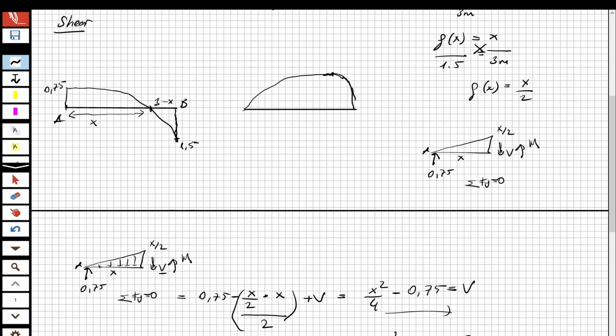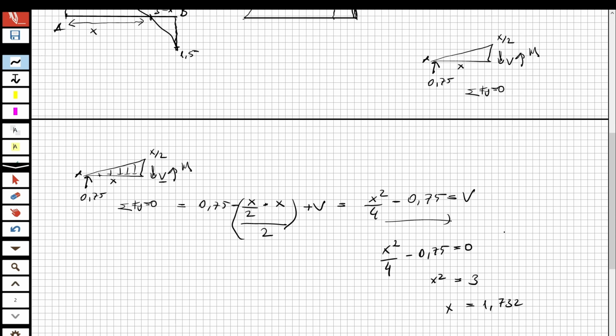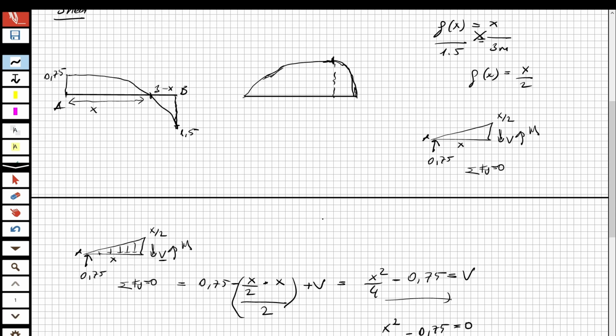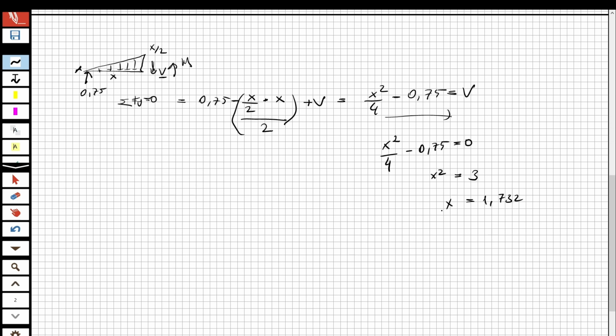Sorry, I couldn't draw well. It's going to decrease, and this is the point where the shear is 0. So now I determine the length of that point, the point of x. Now let's determine the moment equation.